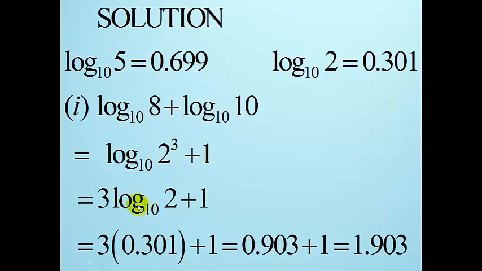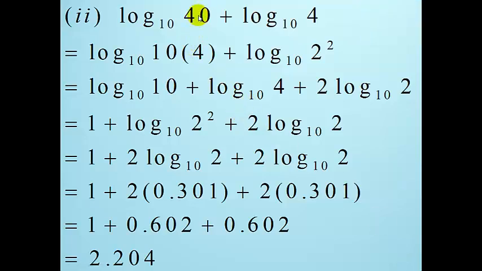From the question, we are given log 2 to the base 10 to be 0.301. And so by substitution, instead of 3 times log 2 to the base 10, we have 3 times 0.301 plus 1. When we multiply 3 by 0.301, the result is 0.903. So we have 0.903 plus 1, and the answer is 1.903.